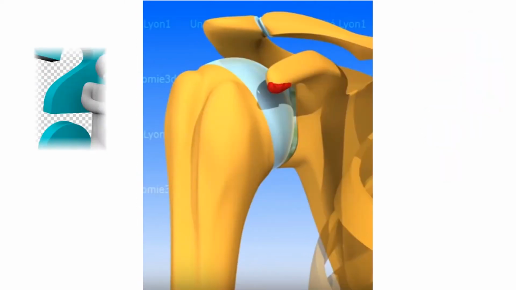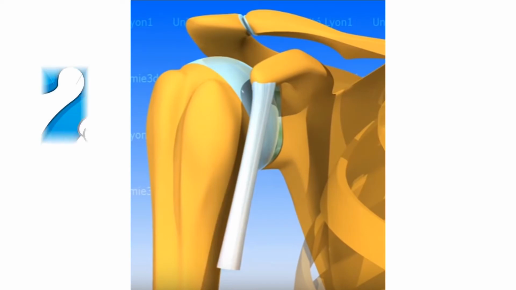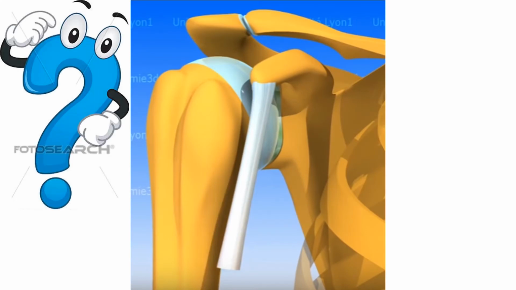Now, few questions about this image. What are we looking at? We are looking at an anterior view of the shoulder joint, and what is this? This is a red mark on the tip of the coracoid process. It indicates the attachment of the short head of biceps muscle. What do we see in this image? We can see that the short head of the biceps muscle is attached to the tip of the coracoid process of the scapula.